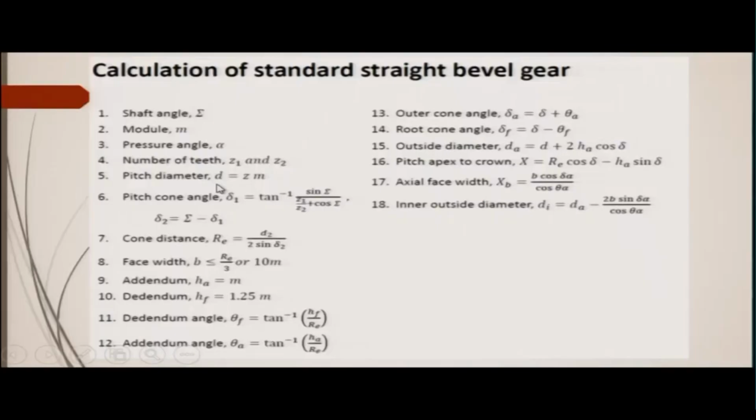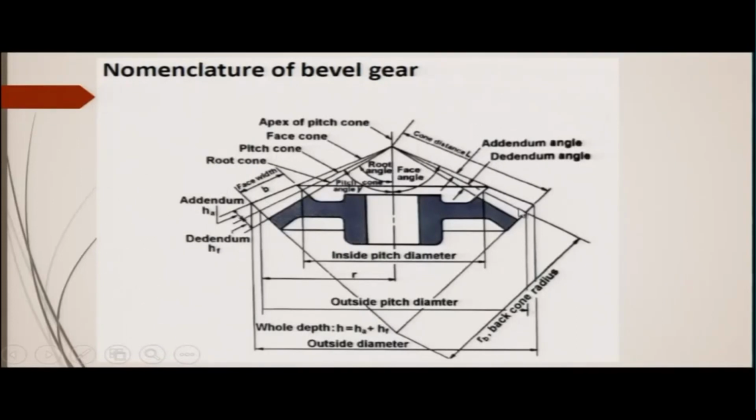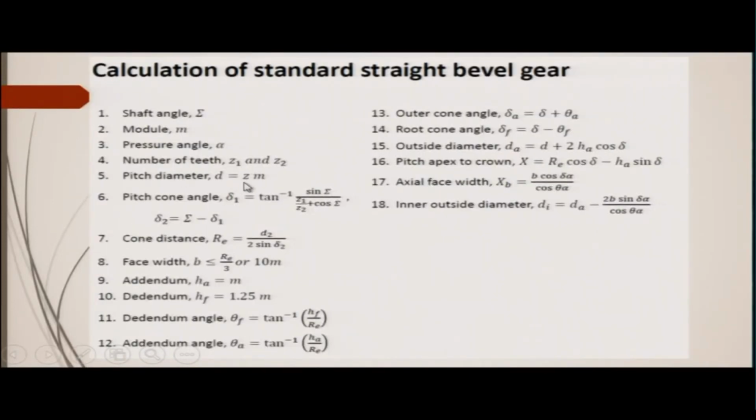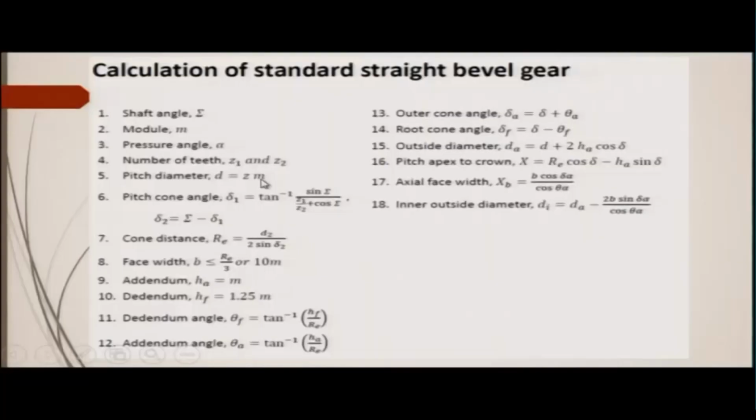Pitch diameter we have shown to you, and this pitch diameter is equal to Z times m, meaning the number of teeth that we have selected times the module that we have decided. The product of these two parameters, Z and m, will give you the pitch diameter.